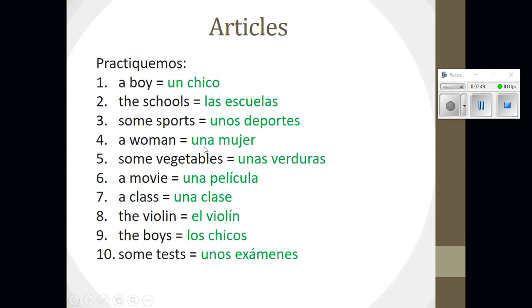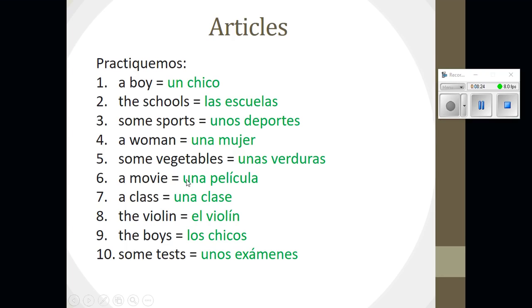A woman. So two ways to say a is un or una. Because mujer is a woman, we would use una to match that up. Some vegetables, unas verduras. Notice too, most of the time you can match the endings up, okay? So the two words to say some are unos and unas, and we need unas here because verduras is feminine and plural. So notice the as on the end here matches up with the as here. A lot of times that is the case, not always.